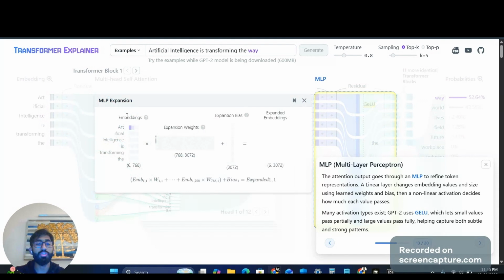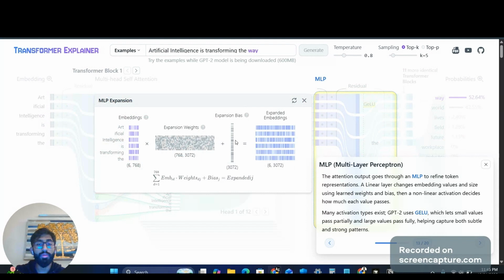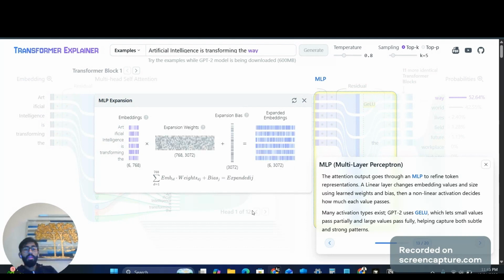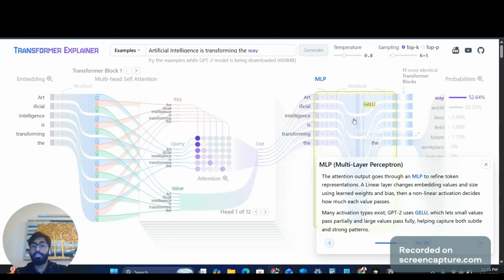So this is the MLP expansion. This is the embeddings, right? Then we have the expansion weights, so these are the weights of them. The expansion bias, we have the biases, and then the expanded output. For example, if I hover over here, I can see the art embedding. We multiply it with the expansion weight plus the bias, and this is the output of it. So this is the formula as well, and you do it for each word. And then the GLU is the one that rectifies it, giving you the strong patterns as well.